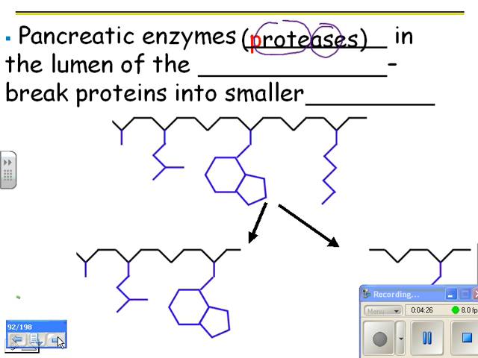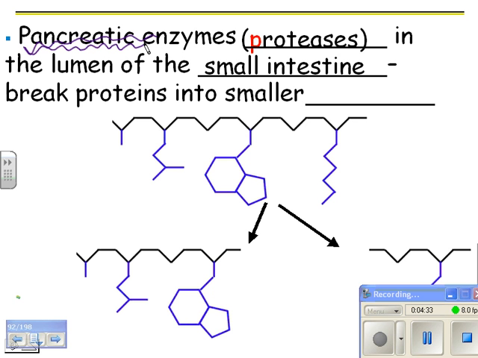And this is in the small intestine because food does not actually get into your pancreas. That's supposed to be underlined. Your pancreas just makes the enzymes. And so it breaks these proteins down again into even smaller peptides. So here's a small peptide being broken into an even smaller peptide.